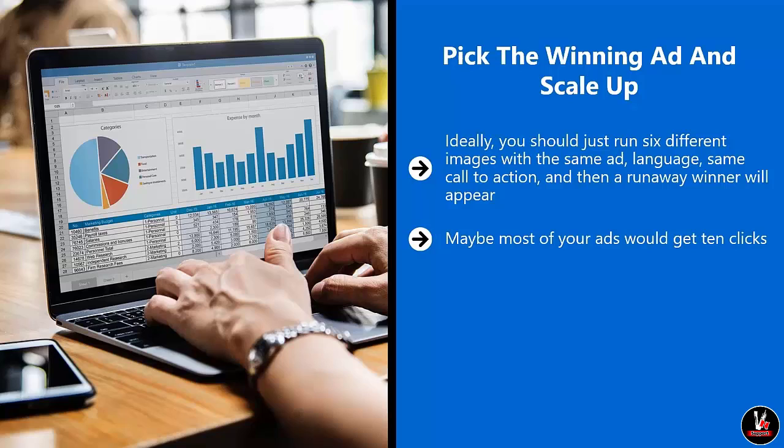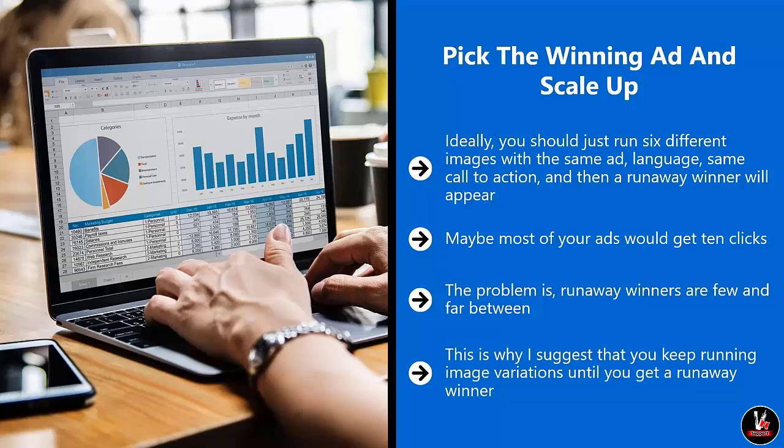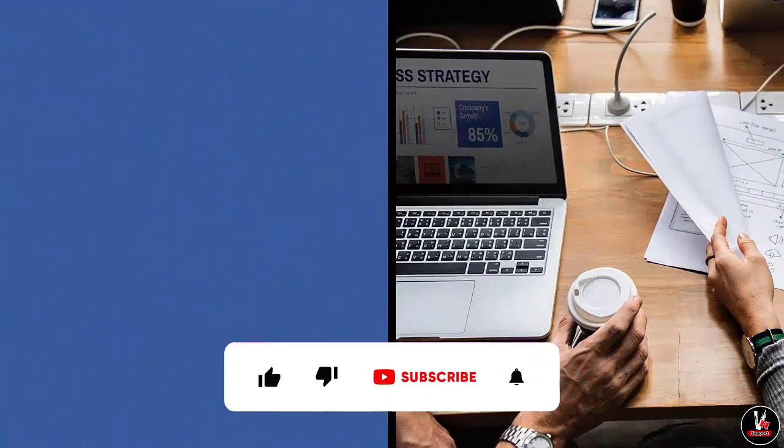That's a runaway winner. The problem is, runaway winners are few and far between. Usually the difference between variations doesn't exceed 10 to 25%. You're lucky if it goes over that threshold. This is why I suggest that you keep running image variations until you get a runaway winner. That's when you know that the image is spot on.